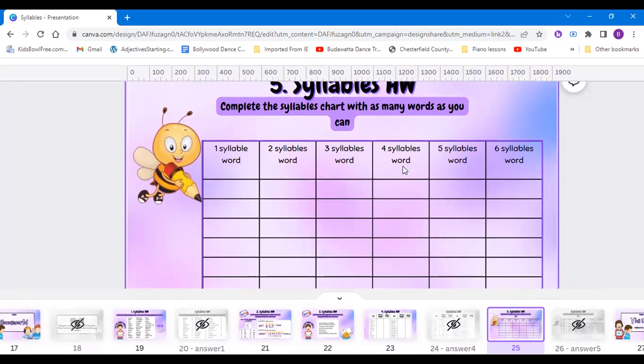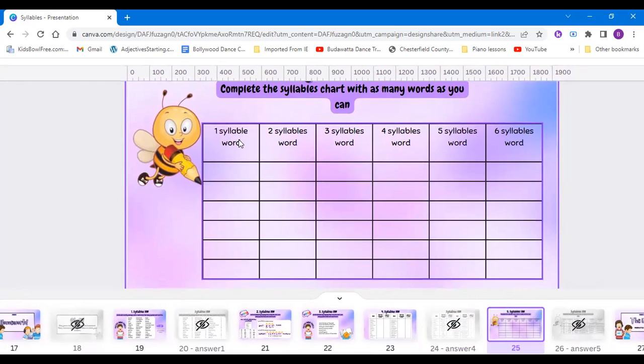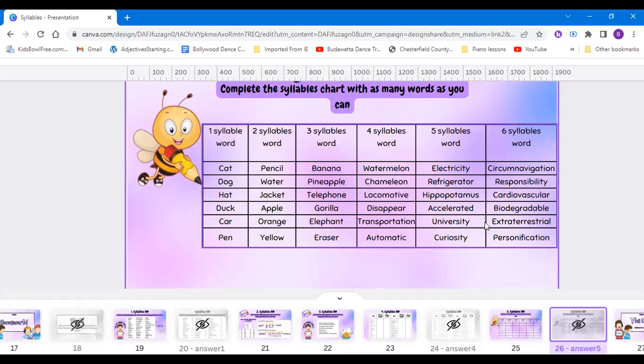The next one is a syllables chart where you need to write words with this many syllables. And this also doesn't have any specific answers, but I added some answers that you could have written just to help you. Here are some example words. And the 5-syllable words and 6-syllable words, sometimes it's difficult to come up with these words, so I helped you with it. And some of the more difficult words I'm going to explain to you.